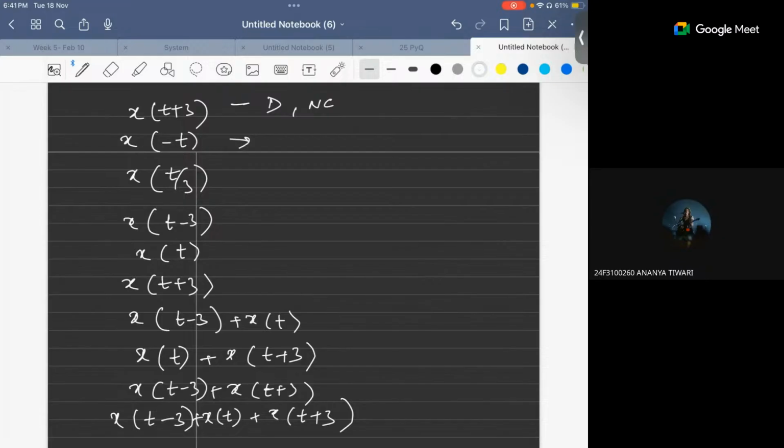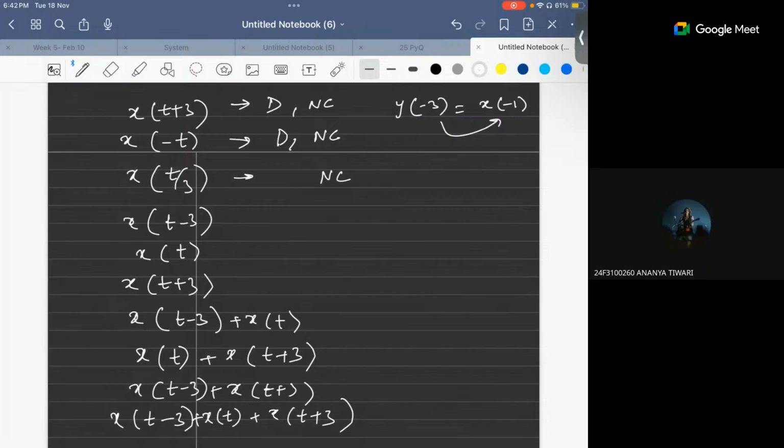What about this one? x of minus 3. Non-causal and dynamic. Then x of t by 3. Non-causal or causal? Causal. This is non-causal. How? What do you mean by non-causal? Depends on future. Put it in: y of minus 3 will depend on x of minus 1. Future, right?